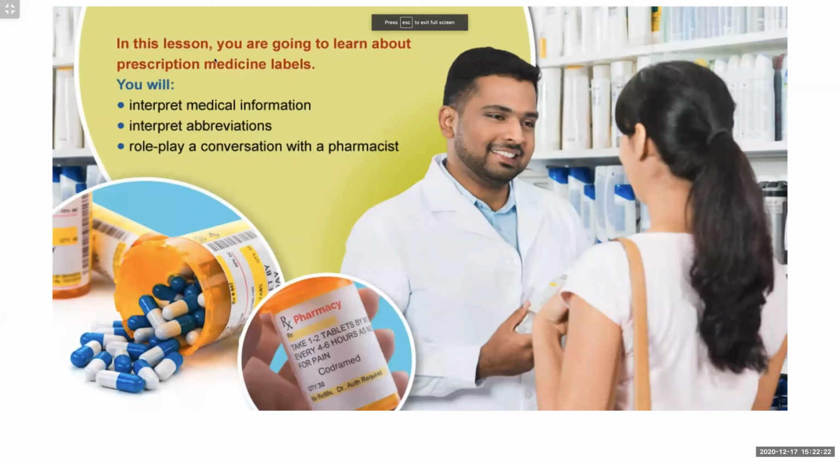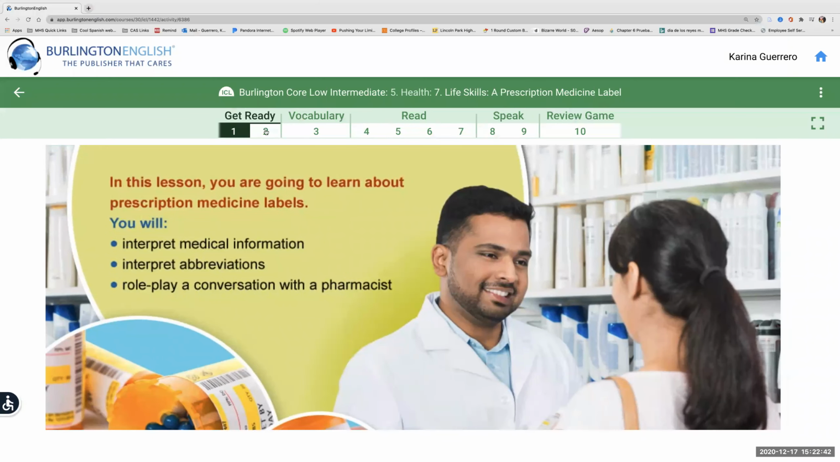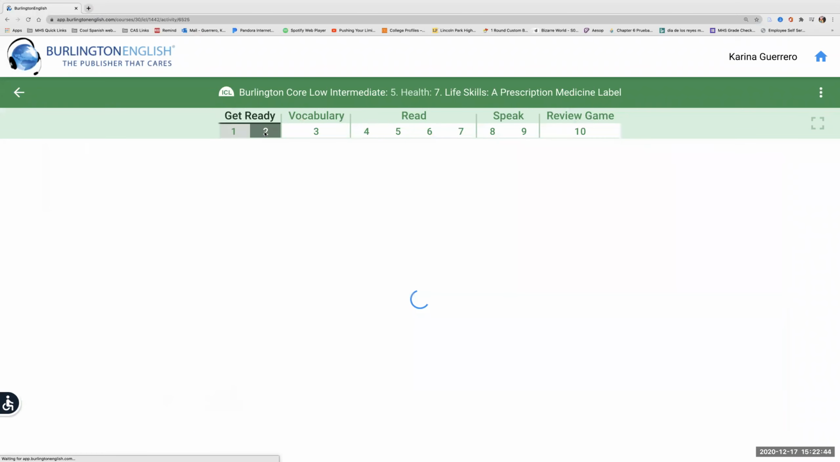So in this lesson, you are going to learn about prescription medicine labels. You will interpret medical information, interpret abbreviations, and role play a conversation with the pharmacist. If you have any questions, please write them down and then let me know when we come back to school in January. So for today's lesson, let's look at number 2.